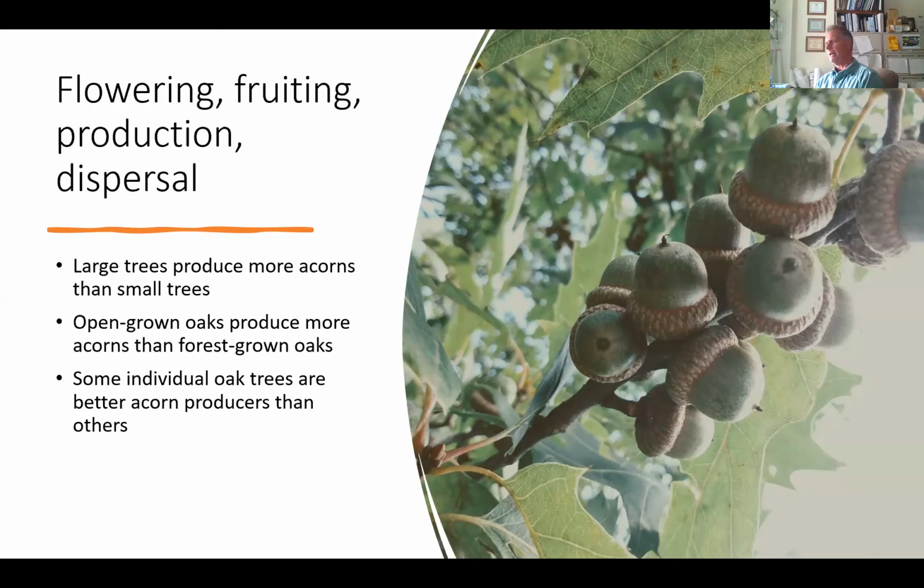And one thing to keep in mind is some individual oak trees are better acorn producers than others. So if you are familiar with the trees in your stand, you can then learn about which oaks are, year to year, good producers of acorns. And you can then do some thinning around those oak trees to allow those crowns to expand to produce even more acorns. So these are all things that we have some ability to affect as managers in our stands.